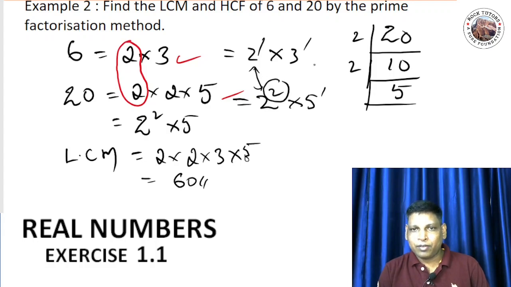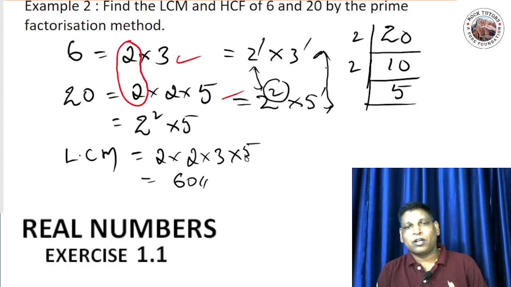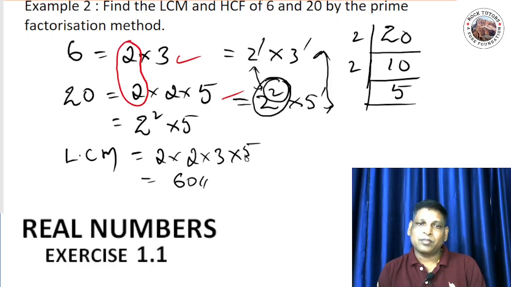So when we are talking about the LCM, what does LCM mean? How can we do this simply? Whichever number has more power, that prime number we will take. So 2 square, and the remaining numbers we multiply, and we get the LCM. This is the LCM.